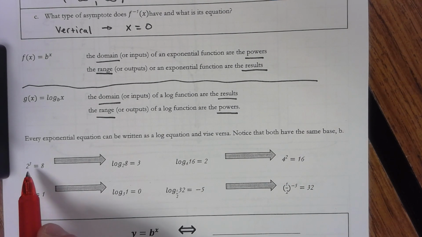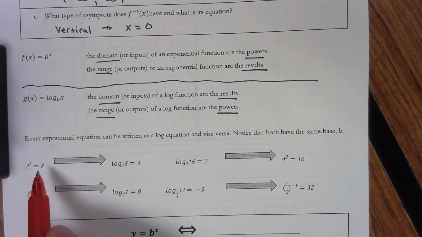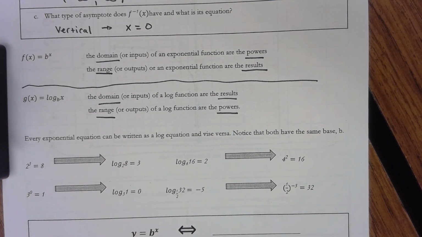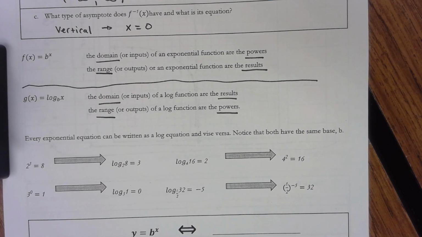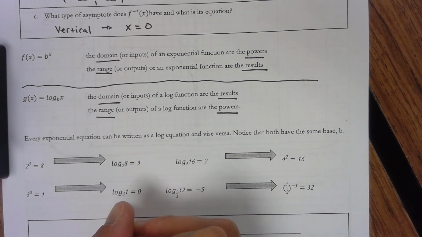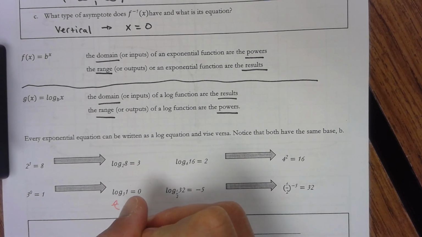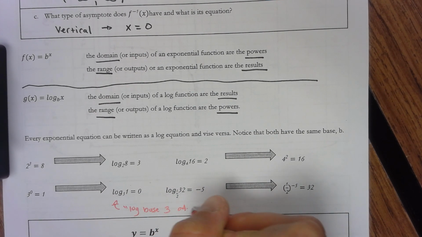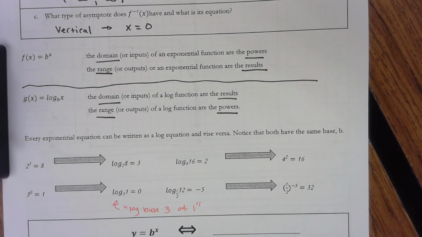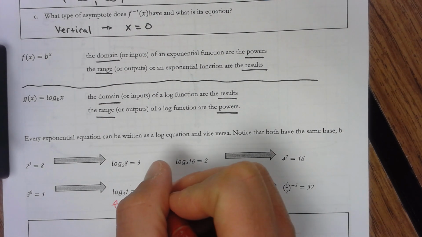So what I'm saying is that if we have a true exponential equation, like 2 to the power of 3 equals 8, that's true. I can write that as a log where it's log base 2 of 8 equals 3. Let's make a note of how I just read that right here. Let's write that this reads log base 3 of 1. And so again, what our log is equal to is the exponent. So this is the exponent.